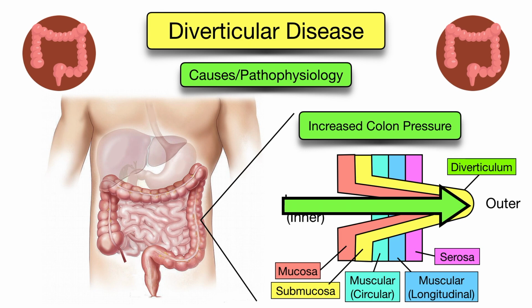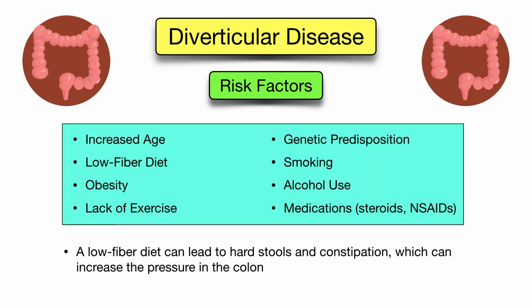However, it's believed that increased colon pressure, such as from constipation or straining, causes weak spots in the colon to bulge out. The risk factors of diverticular disease include increasing age, a low-fiber diet, obesity, lack of exercise, genetic predisposition, smoking, alcohol use, and certain medications like steroids and NSAIDs. A low-fiber diet can lead to hard stools and constipation, which can increase the pressure in the colon, which can increase the risk of diverticular formation.